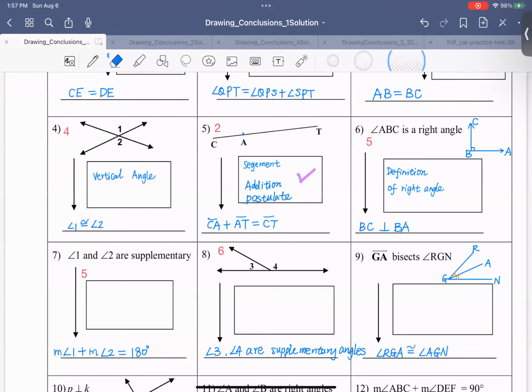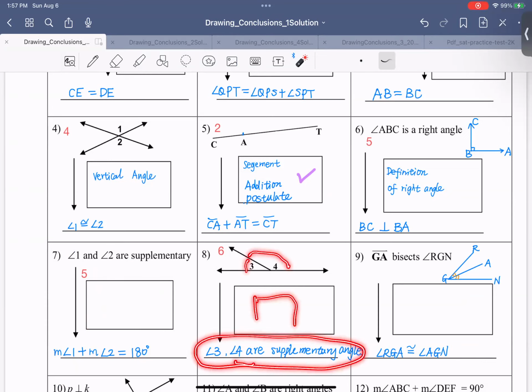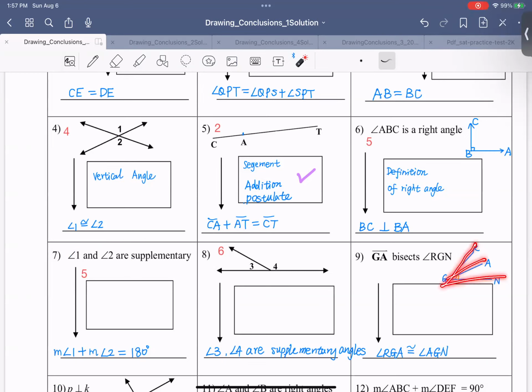This guy here. Sophie, let's try 7, please. It would be definition of supplementary angle. Definition of supplementary angle. And then when they draw this, you have a conclusion of that. What should you say here? Linear pair postulate. Yes, linear pair postulate. Very good. If I say this guy bisects this and say these two angles are congruent, what should I say over here? Definition of angle bisector. Definition of angle bisector. Very good.